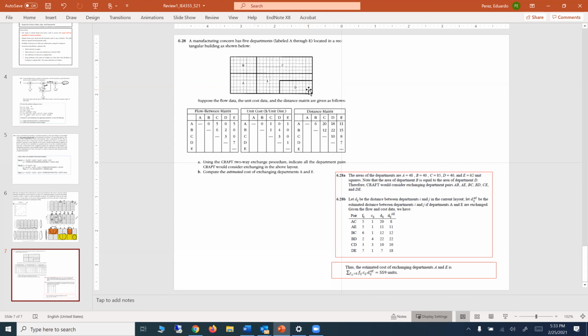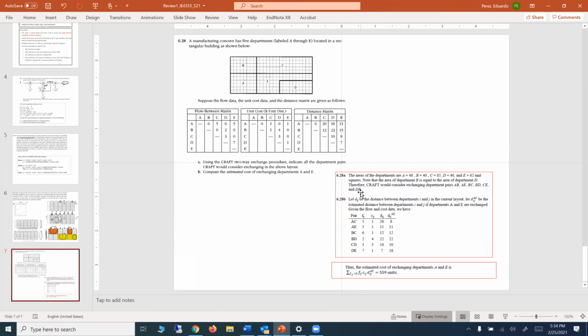They are not sharing a wall, but since they have the same area, they can be considered for a possible exchange. Okay, so the answer for this question is the following. The exchanging department pairs are AB, AB are sharing a wall. AE are sharing a wall. BC are sharing a wall. BD, they have the same area, so they can be considered for an exchange. CE are sharing a wall, and DE are sharing a wall. So those are the possible exchanges that you can consider.